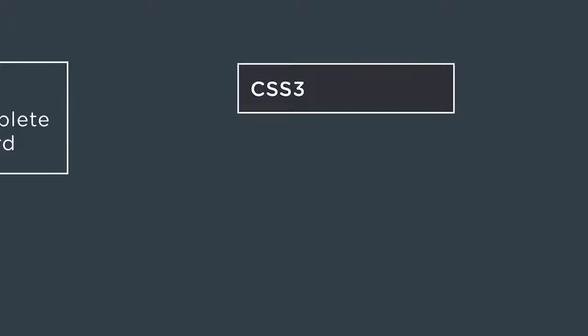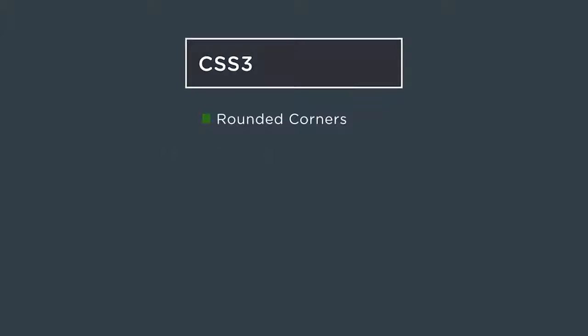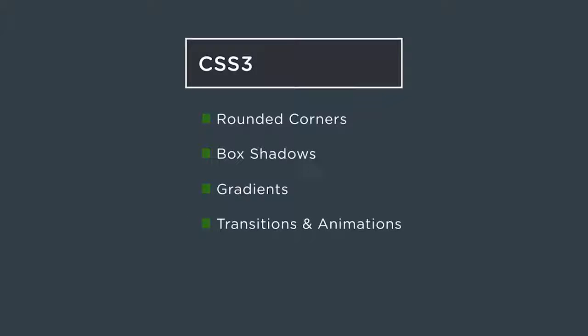CSS 3 has introduced new features like rounded corners, box shadows, gradients, transitions, and animations, as well as new layouts like multi-columns and flexbox. The W3C's CSS Working Group, which writes and maintains CSS standards, decided to split CSS 3 up into individual feature modules that level up as full standards independently. That way, some features won't slow down other features from being implemented by browsers.